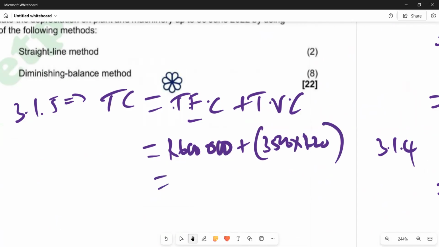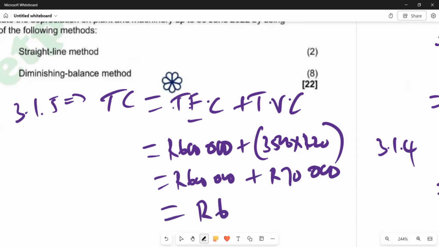Let's just try to see what we get. We say 3,500, and then we multiply by 20. We're going to get 70,000. So here we have 70,000. So we are now going to say 600,000 plus 70,000 rands. And obviously this will give a total of 670,000. So this gives us the answer of 3.1.5.